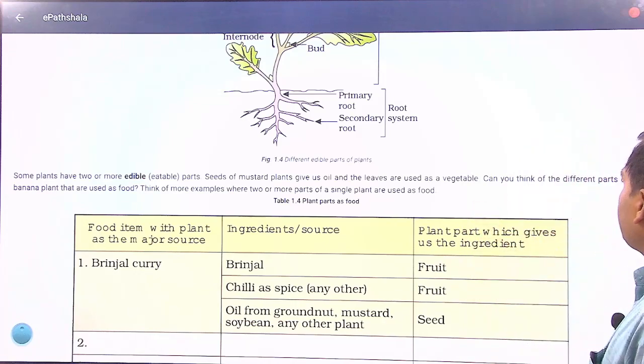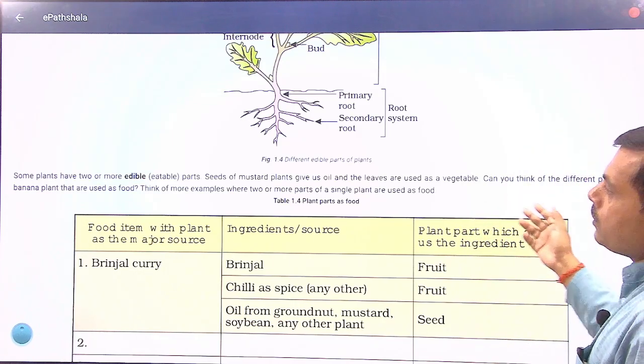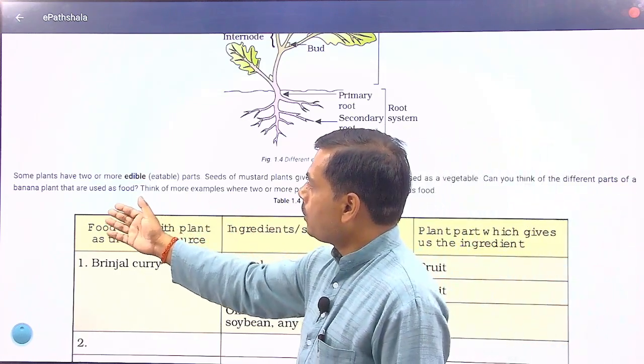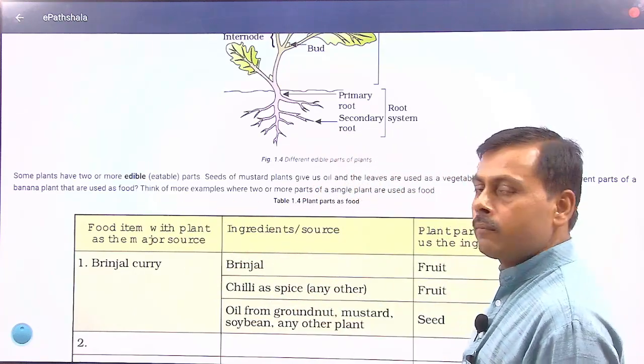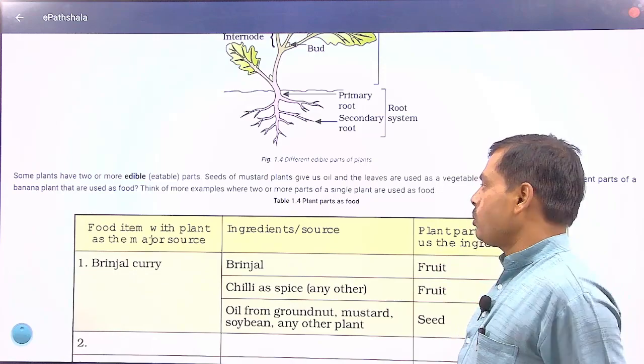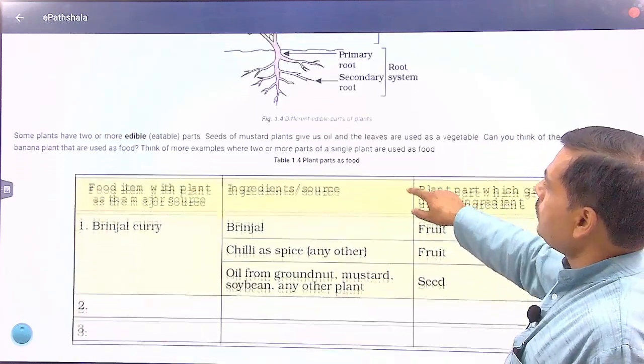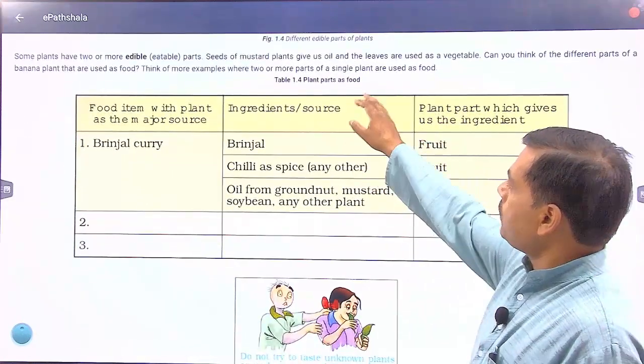Can you think of the different parts of the banana plant that are used as food? I have given this question in the exercise solution. The plant parts as food.